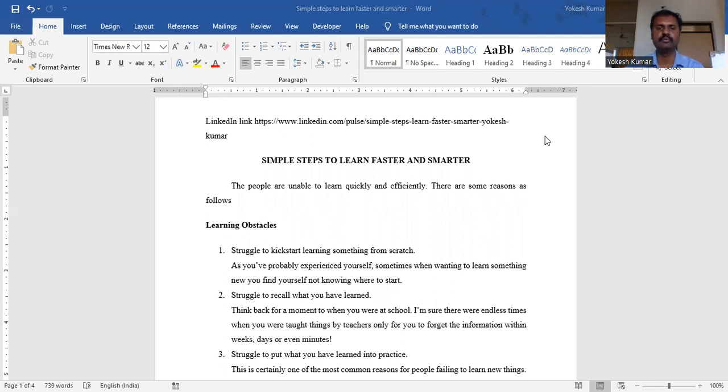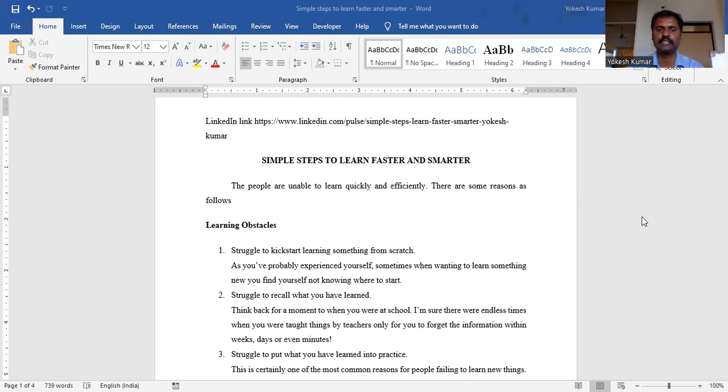So first we need to address the issue about the learning obstacles. So there are some obstacles which the students or the professors find difficult to observe the things. So the people are unable to learn quickly and effectively because of these reasons. So let us discuss the reasons.